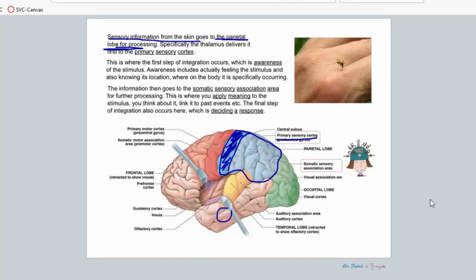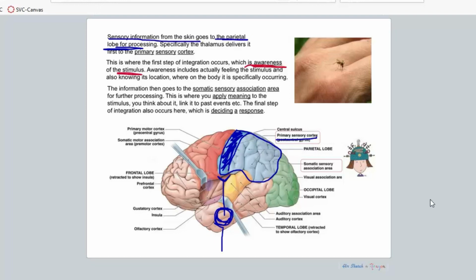So if this is the thalamus, and the thalamus receives this sensory information, the thalamus is going to send that sensory information coming from the skin specifically to the primary sensory cortex. And what happens when this information reaches the primary sensory cortex? This is where awareness happens. This is where we become aware of the stimuli.